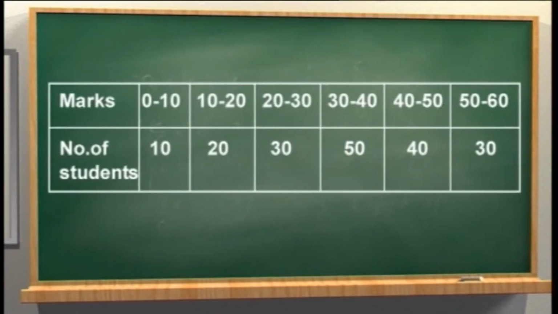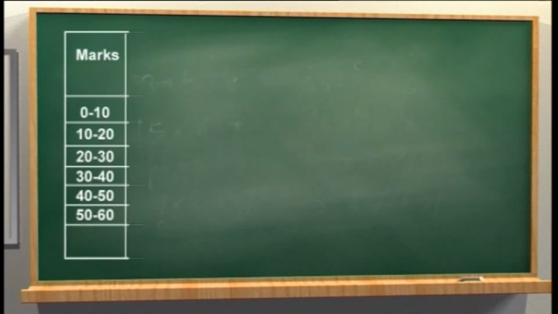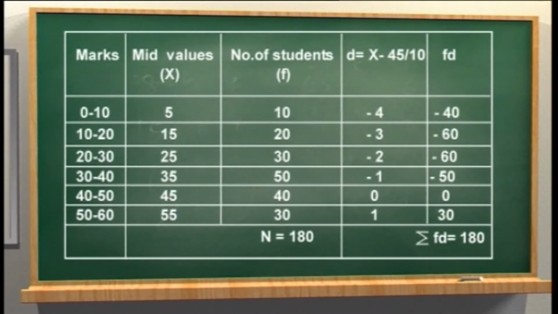Take an example for the second situation, that is, calculating the mean for group data with class intervals. Look at this data. In the first column, the class intervals are given. In the second column, mid values are taken. In the third column, the frequencies are given. In the fourth column, the deviation from the assumed mean is calculated. And finally, FD is calculated.